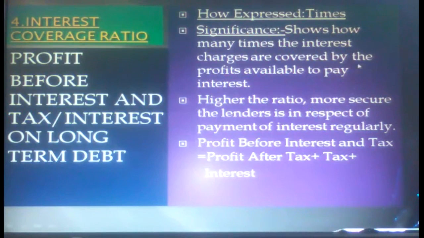Its significance shows how many times the interest charges are covered by the profits available to pay interest. Okay, so higher the ratio, more secure the lenders are in respect of payment of interest regularly. So they will verify whether the company is paying the interest regularly. We are in a position to pay the interest, based upon that only we can move for the long-term debt. Okay, then the profit before interest and tax, what is the meaning? Nothing but profit after tax, again we want to add tax and interest, and that's what you will get once again, profit before interest and tax.